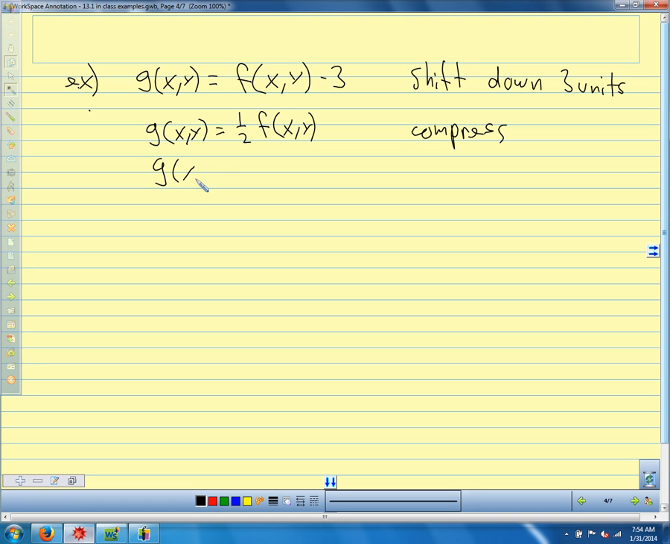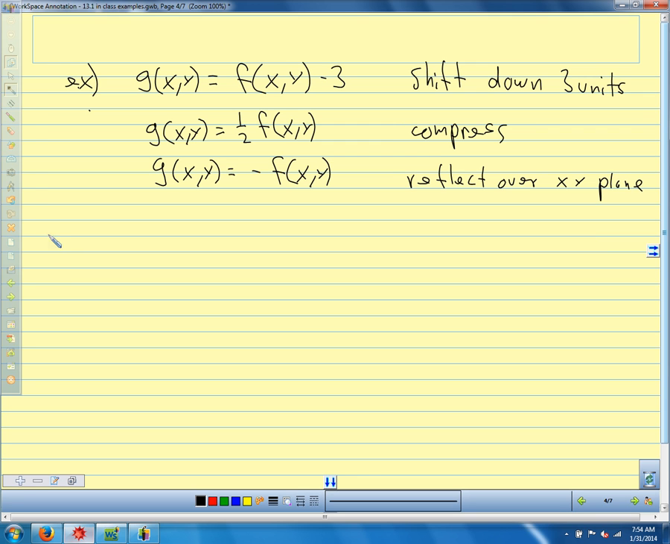How about g(x, y) equals negative f(x, y)? It's going to reflect it over the, in this case, where would we reflect? We're in 3 dimensions. The xy plane. So the z turns negative, so we're reflecting it over the xy plane. All right. So just intuitively, these graphs of these functions behave like functions of a single variable. We just have that added dimension.